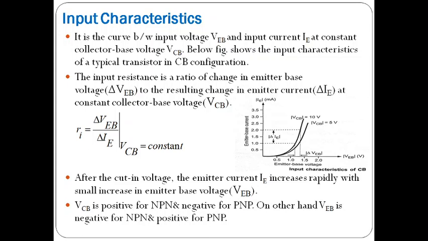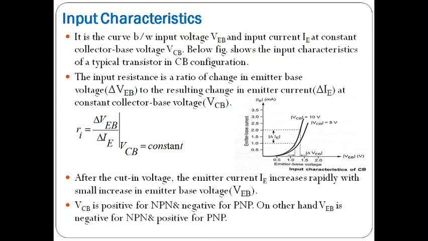The input resistance can be defined as the change in the input voltage to the change in the input current, considering the output voltage as constant. It is Ri equals delta VE by delta IE at constant output voltage VCB. I said it looks like our forward bias diode characteristics.